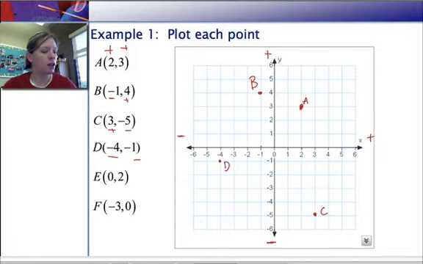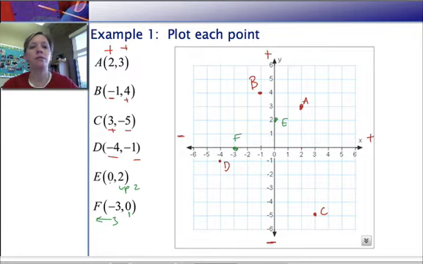and that gives me point D. Now the last two are a little bit different because they have zeros in them. So if I want to go to the point 0, 2, that means I'm not moving at all in the x direction. I'm only moving up 2. So I don't move left or right any, I simply move up 2, and that would be the point E. For F, I'm not moving up or down any, I'm only moving to the left or right, and in this case I'm moving to the left 3 because it's negative. The point F would be right here, right on the x-axis.